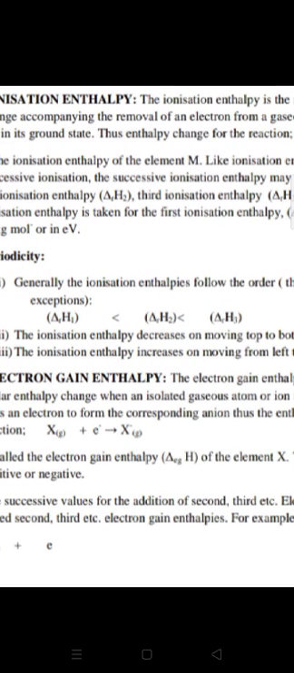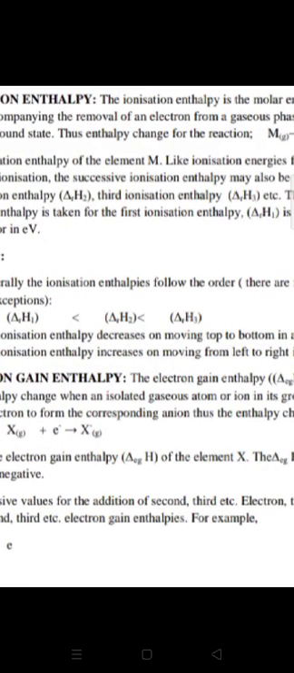You can see here, it's clearly shown that the first ionization enthalpy is less than the second ionization enthalpy, and that is lesser than the third ionization enthalpy. Because as you remove electrons successively from the valence shell, more positive charge is getting accumulated on the atom. So electron removal becomes difficult in the successive steps.